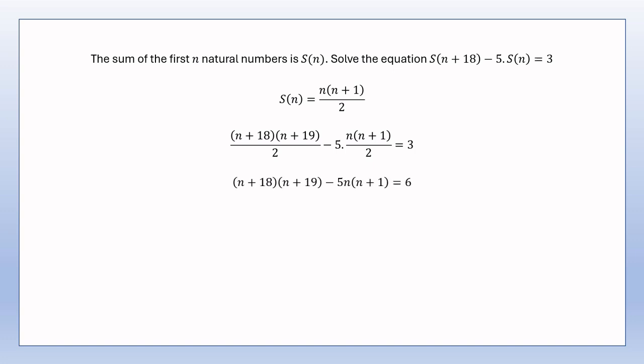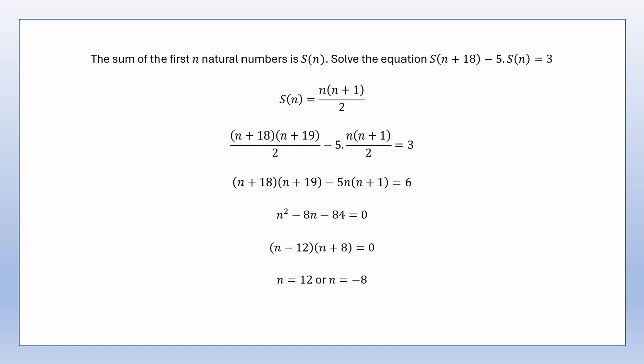And so multiplying through by 2 gives (n plus 18) times (n plus 19) minus 5n times (n plus 1) equals 6. And there's not really much to do here but to expand out and simplify to give n squared plus 37n plus 342 minus 5n squared minus 5n equals 6. And gradually simplifying, we get to n squared minus 8n minus 84 equals 0. This easily factorises to give (n minus 12) times (n plus 8) equals 0. And so we have that n equals 12 or n equals minus 8.